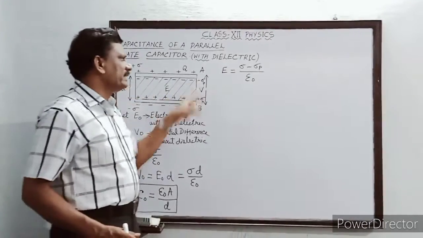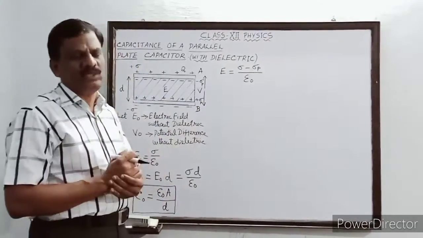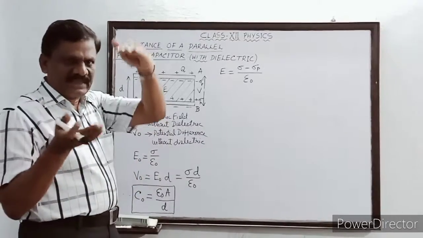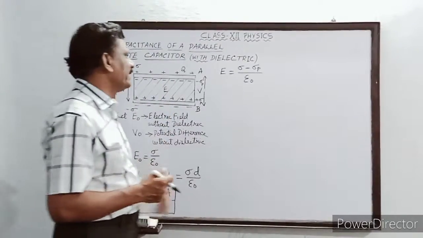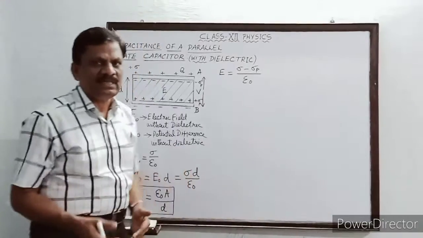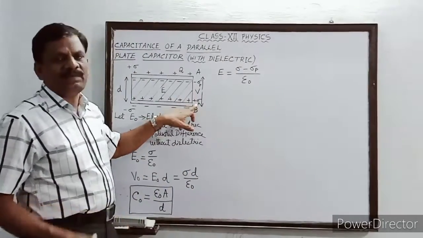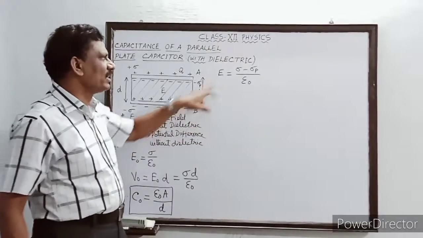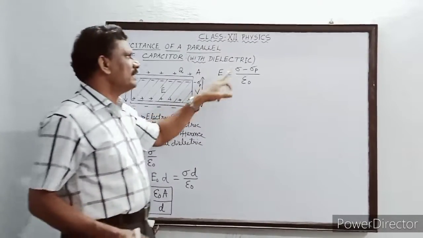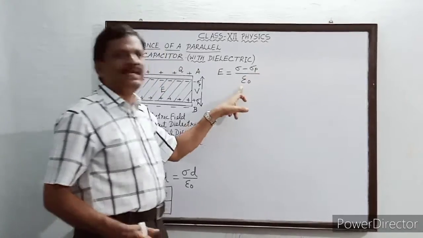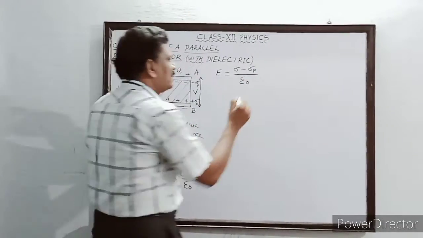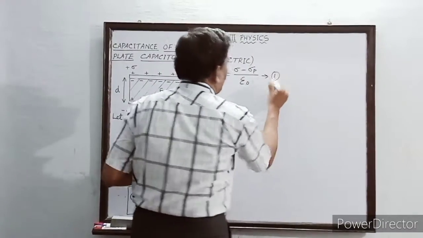But now since a dielectric is introduced between the two plates, the top and bottom surfaces of the dielectric will be induced with some surface charge density minus sigma P at the top and plus sigma P at the bottom. Therefore, the new electric field must be equal to sigma minus sigma P divided by epsilon naught. So, this I will consider as equation 1.